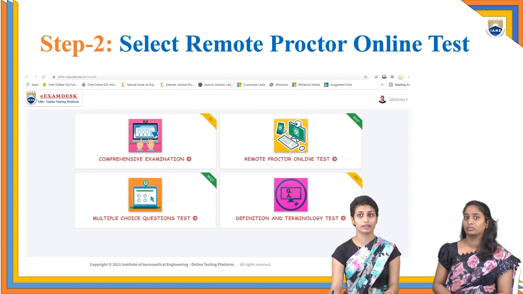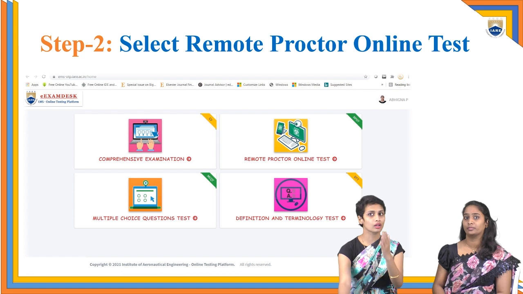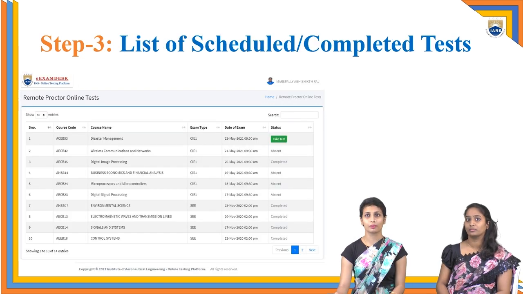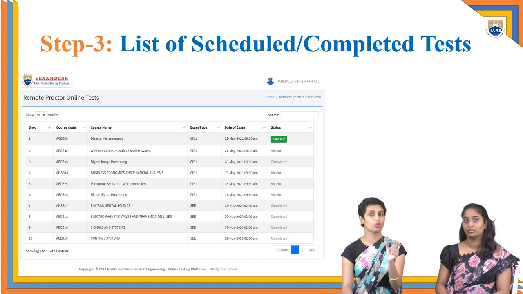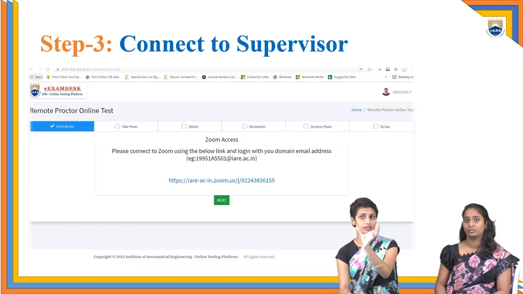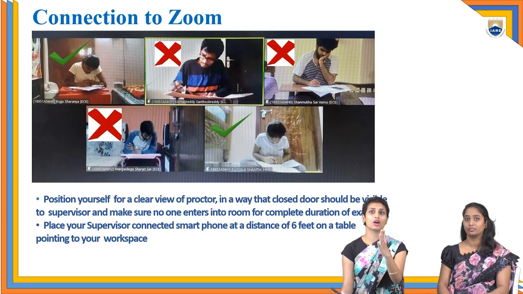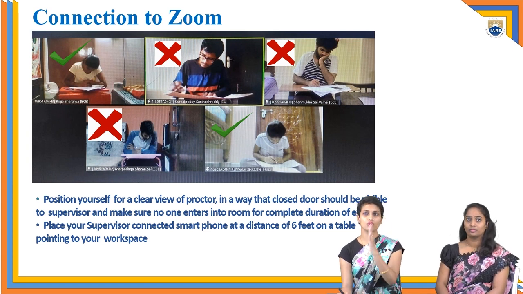The screen will appear like this, wherein the student has to select remote proctor online test because we are undergoing the same test. And the next page will be this, wherein the student has to select the particular exam which they are going to attend. Once the student selects this, the next page will be like this. It will show the connection to the supervisor, wherein the student can click on that link. As I told you earlier, when you click on this link, the student will be directly connected to Zoom. So, this is how the Zoom view of the connection to the supervisor will be.